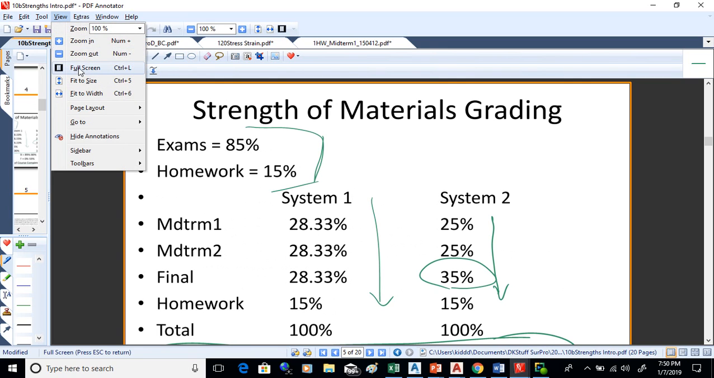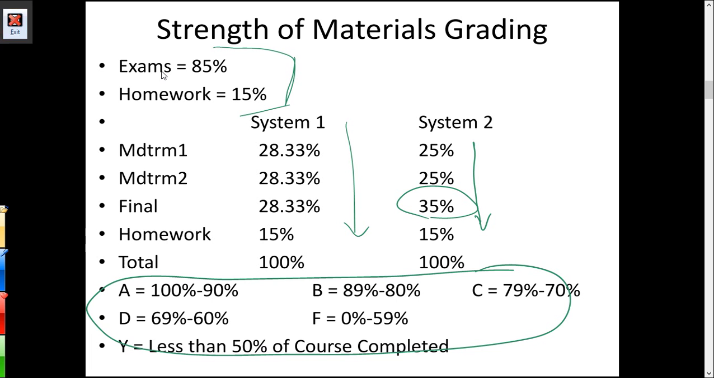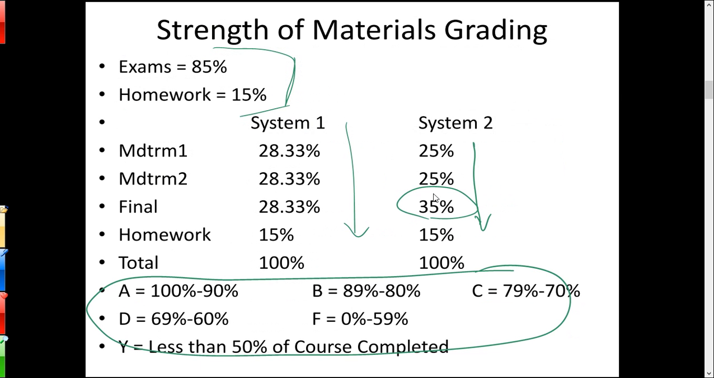All right, now the grading system that's used here is the exams are 85% of the grade and homework is 15%. I use two systems. One system, each of the midterms and the final count equally. There's two midterms and a final. The other system, the two midterms are 25% each and the final is 35%. Okay, so I use both systems. I calculate your grade both ways and I take the higher of the two. I also drop the lowest weekly homework.